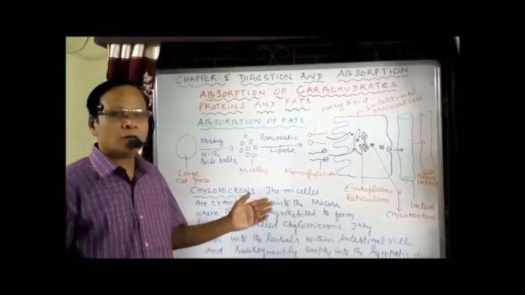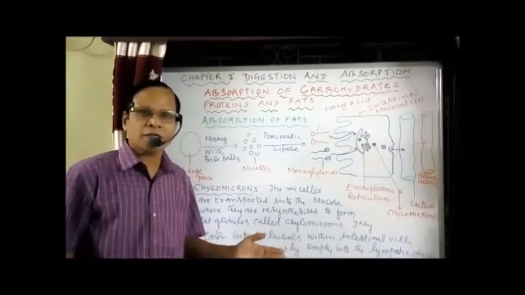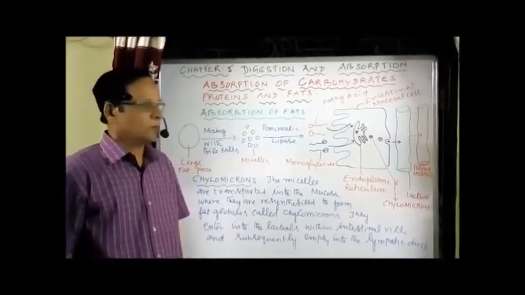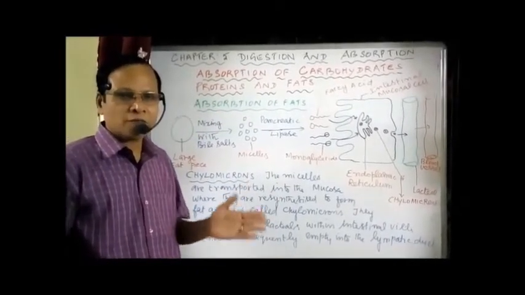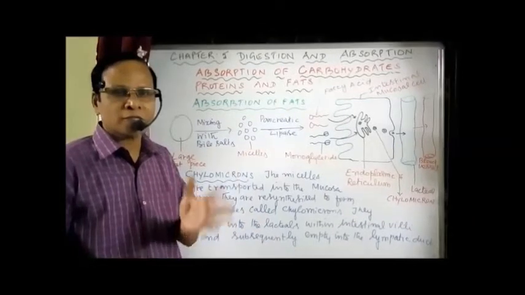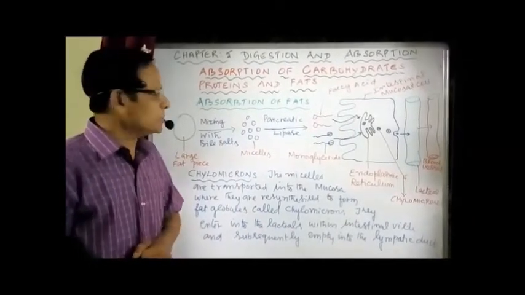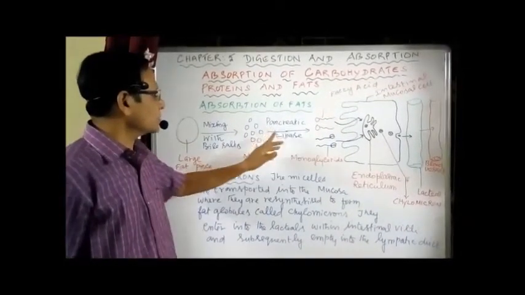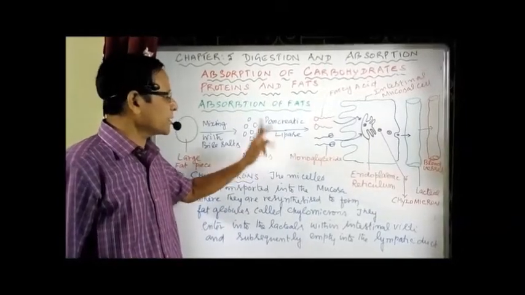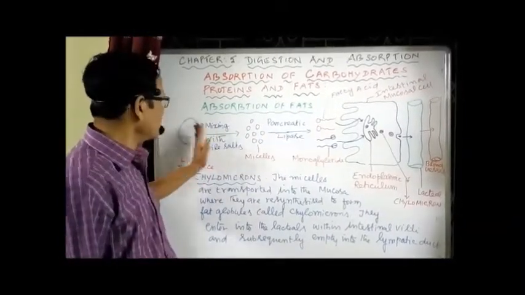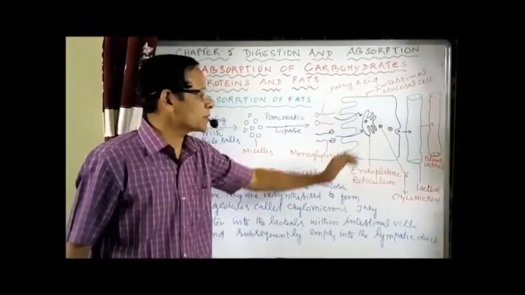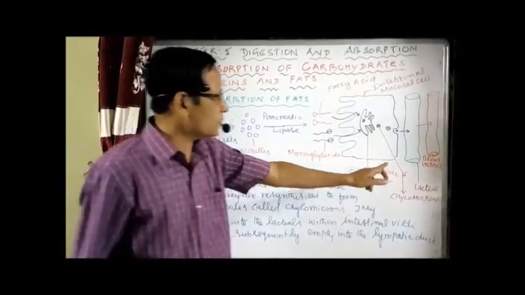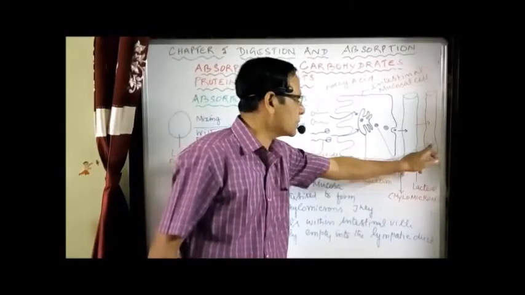Except fat, all other materials are absorbed directly into the bloodstream. So what is happening during the absorption of fats? They are first incorporated into micelles. Now these micelles are acted upon by the pancreatic lipase. What I represented here is the lumen of the intestine. This is the wall of the intestine. Then I represented a lacteal in green color and a blood vessel.